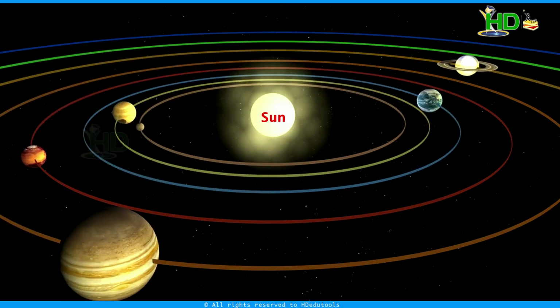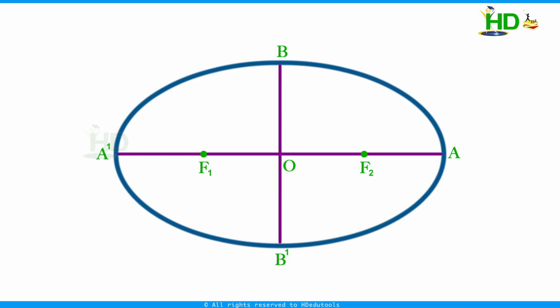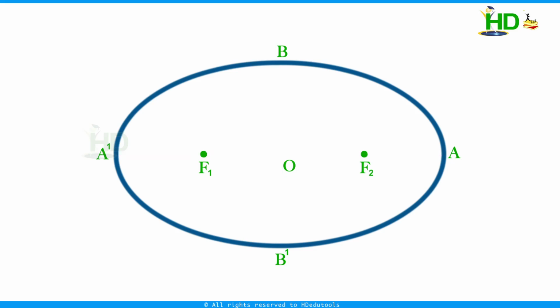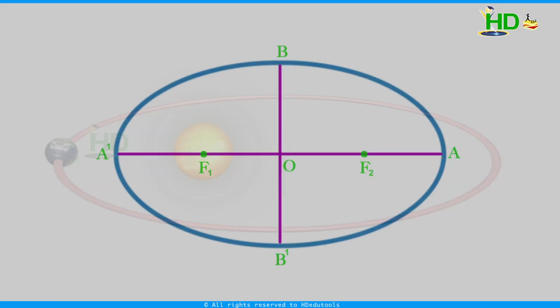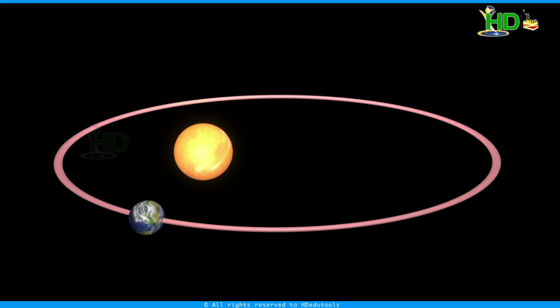Already you know what an ellipse is, and you know an ellipse has two axes. The longer axis is called the major axis and the shorter axis is called the minor axis. And these two points, F1 and F2, are called the two foci. According to Kepler's first law, a planet revolves around the Sun in this orbit so that the Sun is at one of its foci.